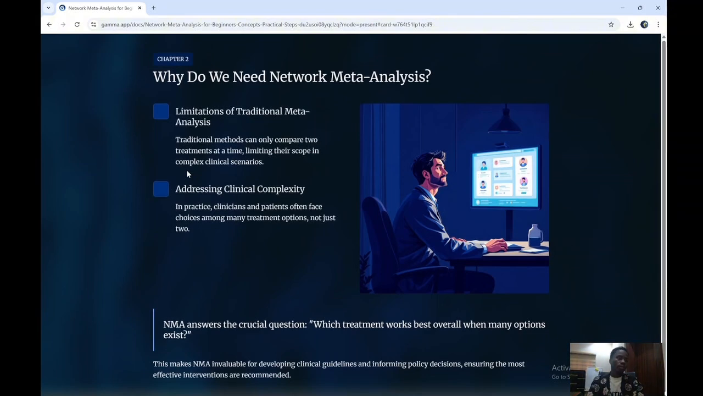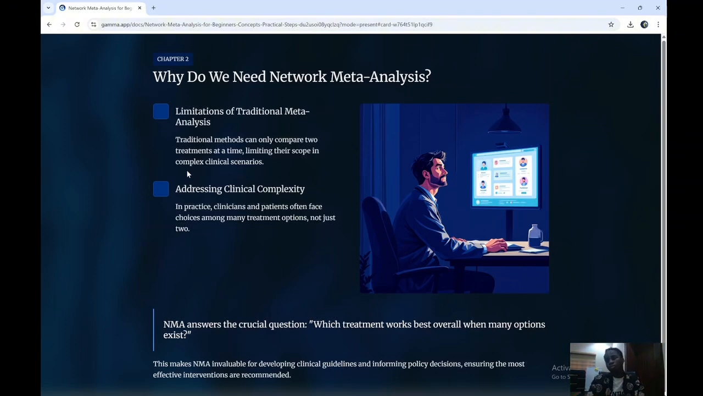Now, why do we need network meta-analysis? Looking at the first explanation I made, you would understand that one of the limitations of the traditional meta-analysis is that we are only comparing two treatments at a time. But in a network meta-analysis, we're trying to address the complexities between several treatments at the same time. So any research question drawn from the statistical standpoint of a network meta-analysis is trying to understand the best approach across a wide array of interventions or treatments.